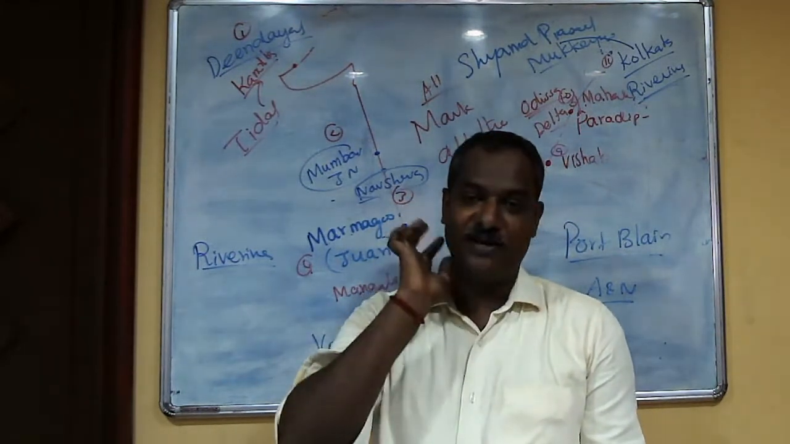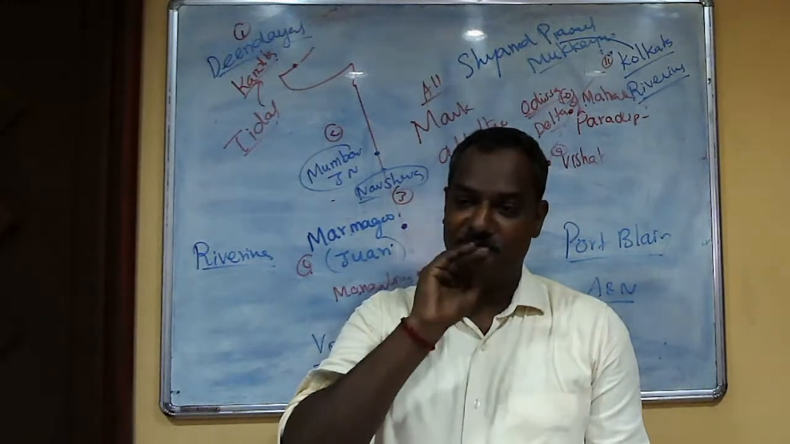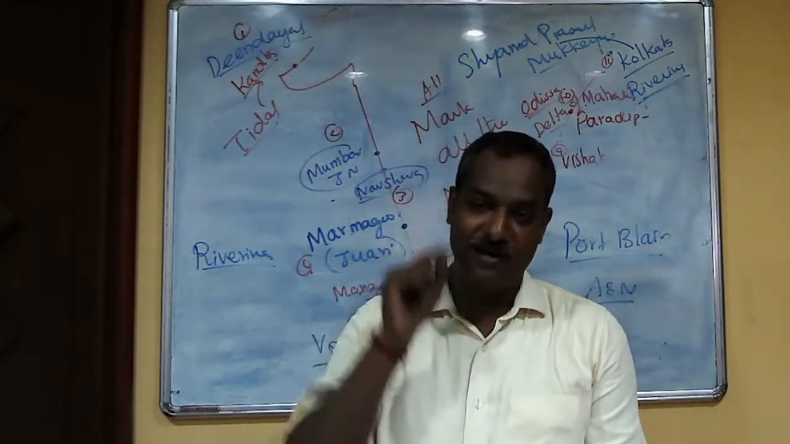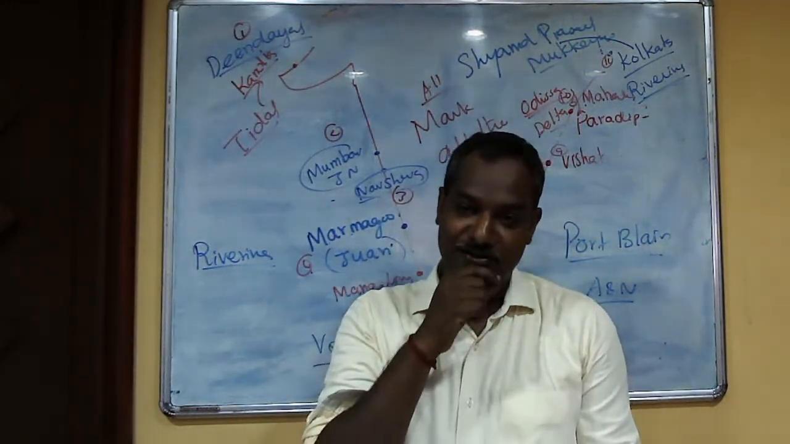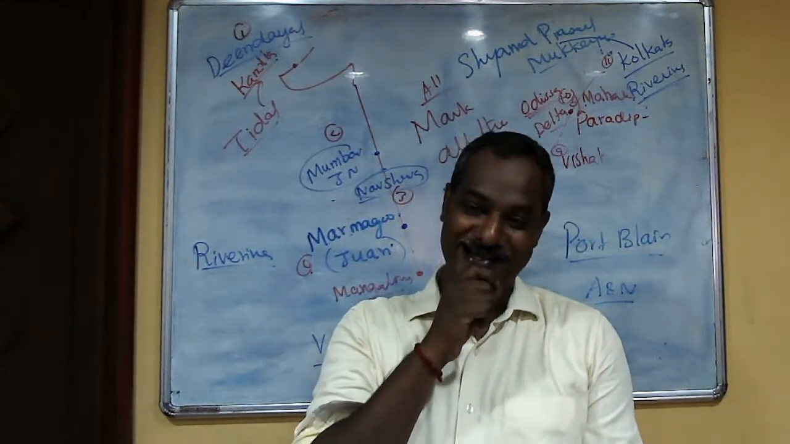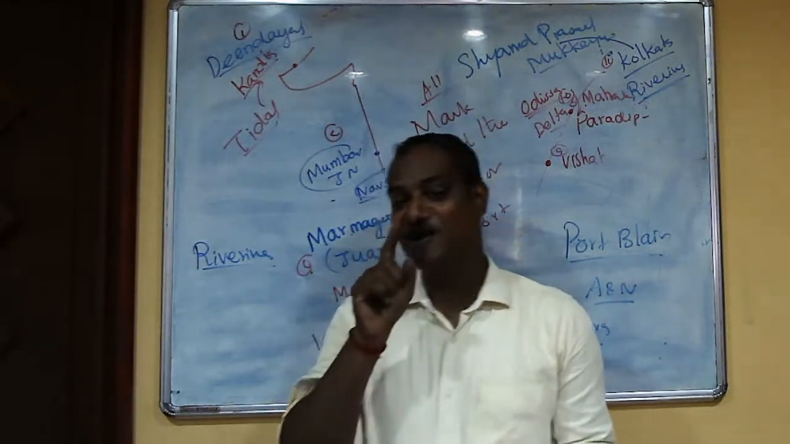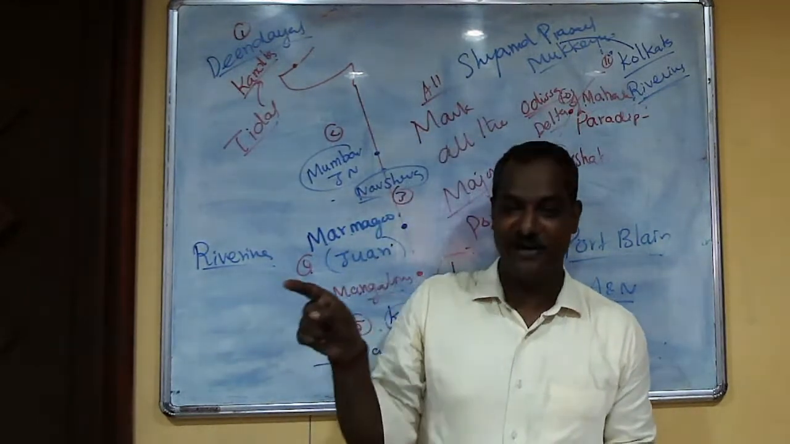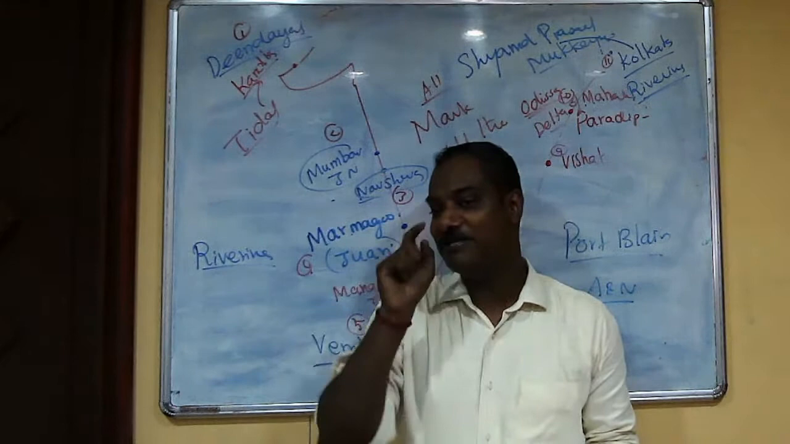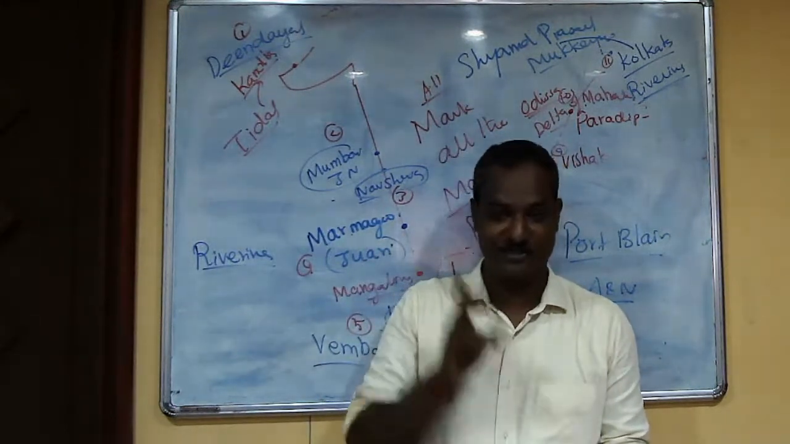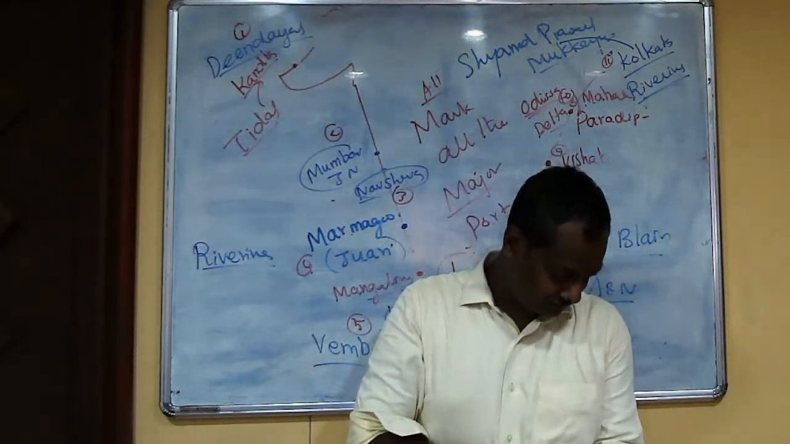Cyclone in the northern hemisphere: clockwise or anti-clockwise? Anti-clockwise. Cyclone, anticyclone, ANC. Anticyclone in the northern hemisphere is clockwise, so cyclone in the northern hemisphere is anti-clockwise. Don't get confused.